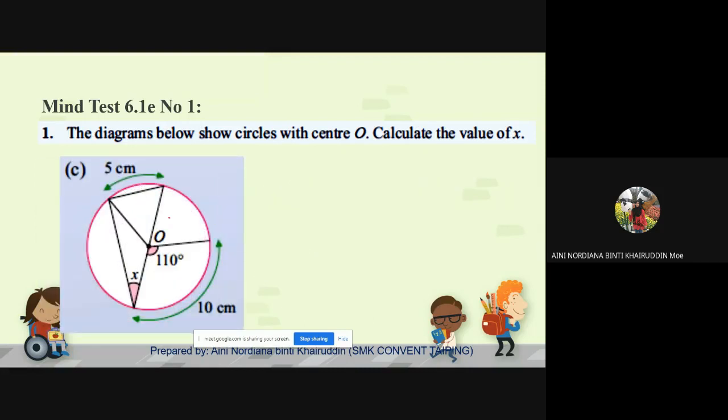Okay, number 1c. So this is 5 cm, this is 10 cm. If the angle here is 110, the angle here should be half of this angle, so 55. If the angle at center is 55, the angle at circumference must be half of this angle. So x equals 55 divided by 2. So this is the answer for x.